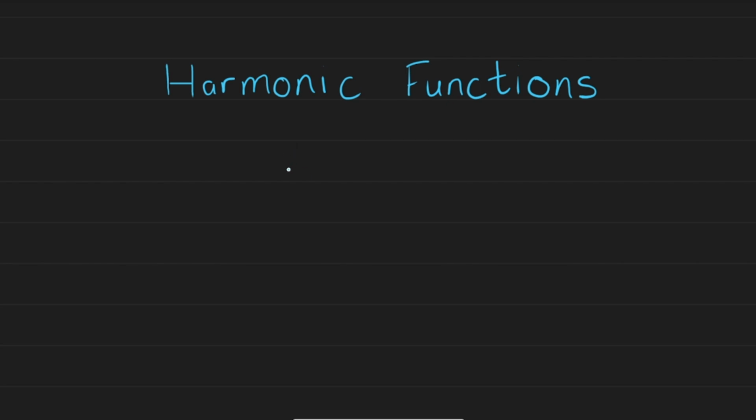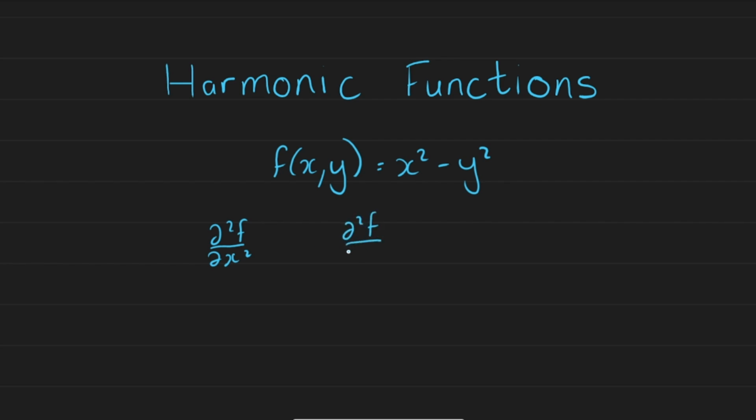You would have seen in your study of multivariable calculus that you can have a function of two variables x and y. It could equal something, for example, x squared minus y squared. If we take the second derivative of f with respect to x, and the second derivative with respect to y, and add them together, then we get 0. So this is called Laplace's equation.